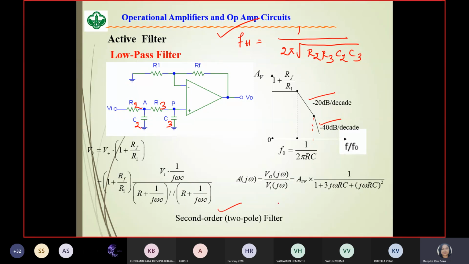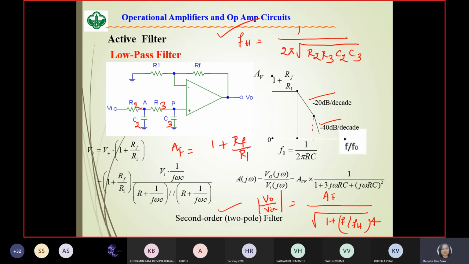Then what about the voltage gain magnitude formula? V naught by V in can be written, after solving that, as AF over, because this is second order guys, in first order we get a square or power of 2, so here we get 1 plus f by fh of whole 4, under the square root. And AF remains the same. AF is equal to 1 plus RF by R1. So these are the three important formulas you have to remember.